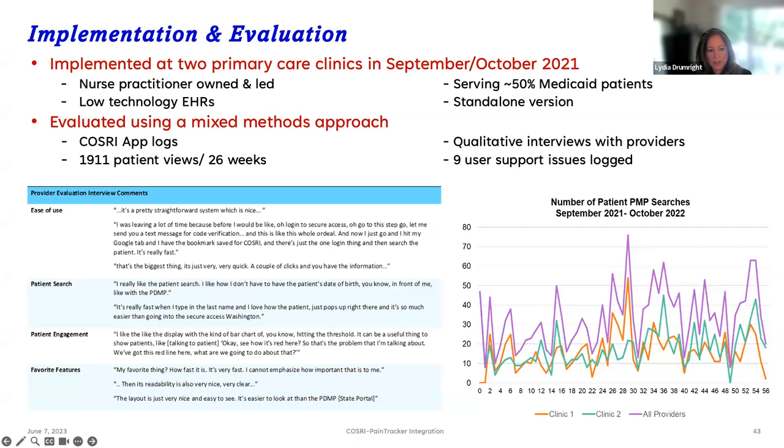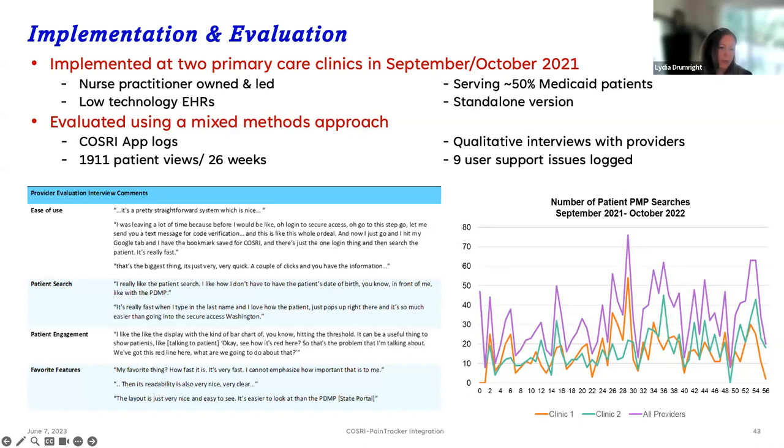The providers told us the one thing that made the system really useful to them and they really liked it was because it was so fast to access data on a patient. So we timed them logging into their usual systems and it took them about 2.5 minutes to access PDMP information on a patient. From the logs, we could see that it took them about 18 seconds on average to access a patient. That's a huge difference in a busy primary care clinic.